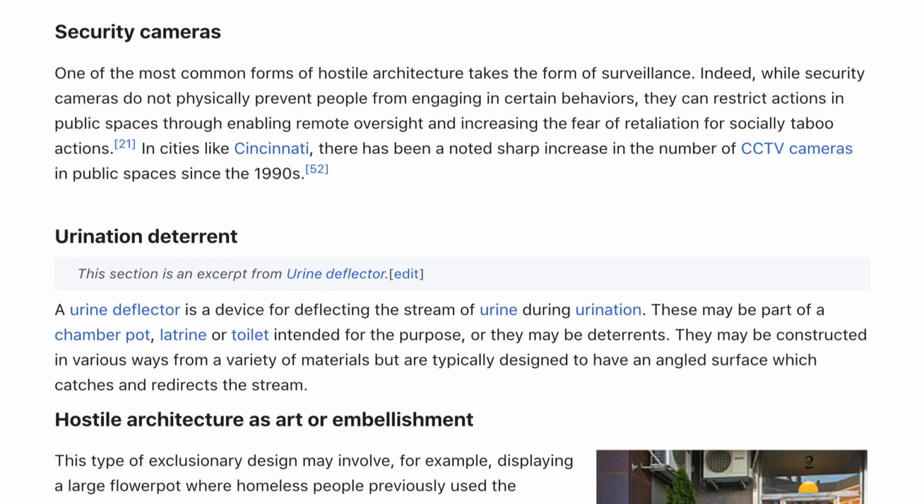Urination deterrent. A urine deflector is a device for deflecting the stream of urine during urination. These may be part of a chamber pot, latrine, or toilet intended for the purpose, or they may be deterrents. They may be constructed in various ways from a variety of materials, but are typically designed to have an angled surface which catches and redirects the stream.